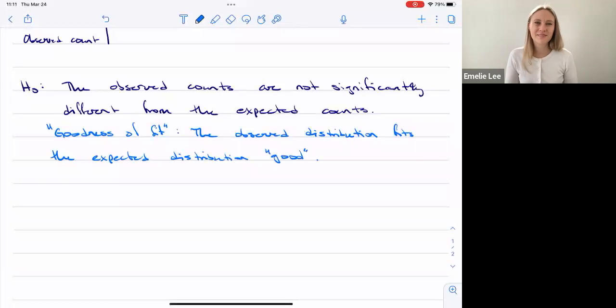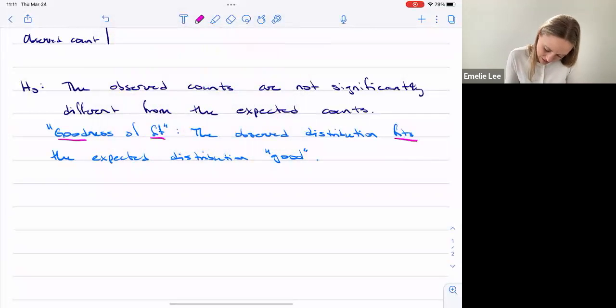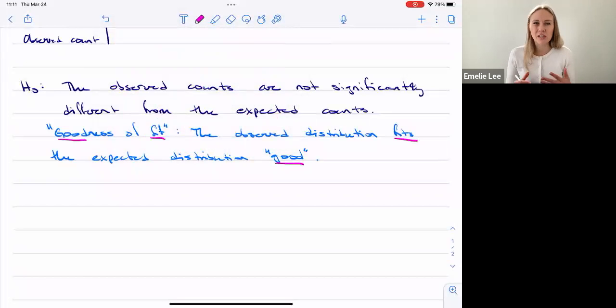Good. That's not proper English, right? But I'm just mapping it back to the goodness of fit. So fits the distribution, good. So you can use that to kind of help you remember, right? It's a goodness of fit test if you have one variable. And then of course, the alternative is going to be the reverse of this.